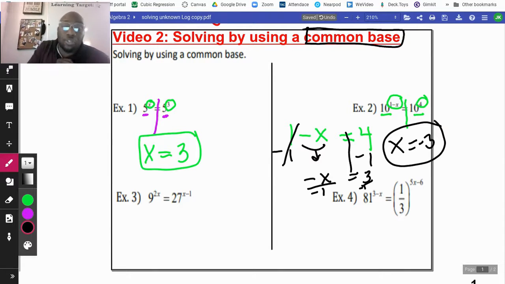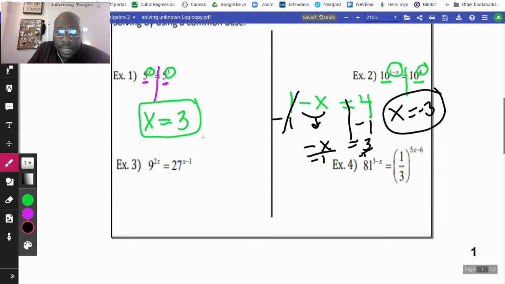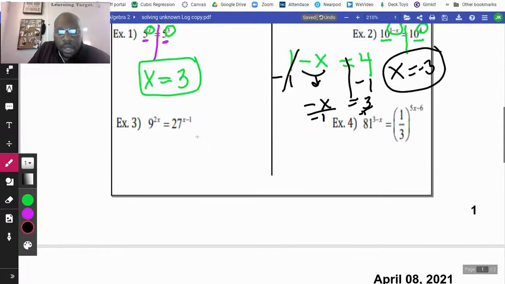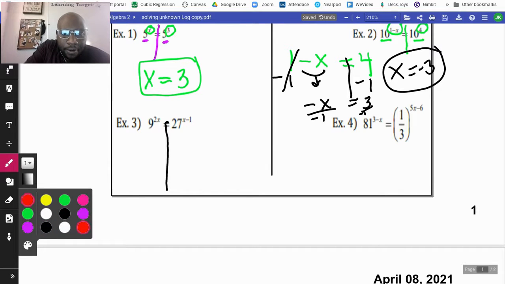All right. Now, it gets tricky. Look at the bottom two. This is what happens when it gets interesting. When you don't have the common base, which is the case right now, are we going to freak out? No, don't freak out. You need to make it into a common base.